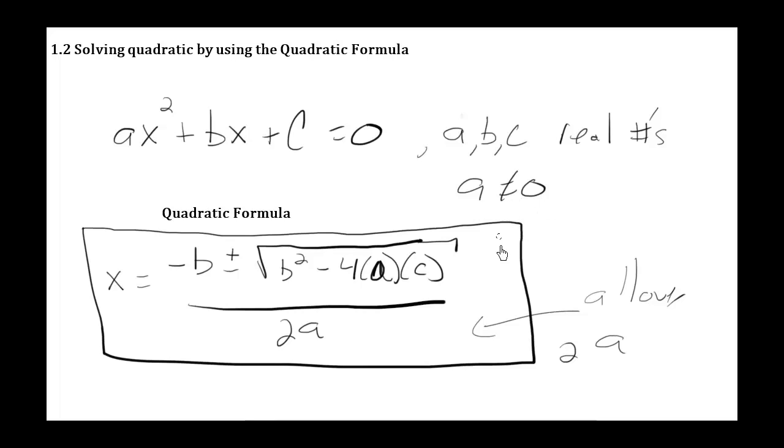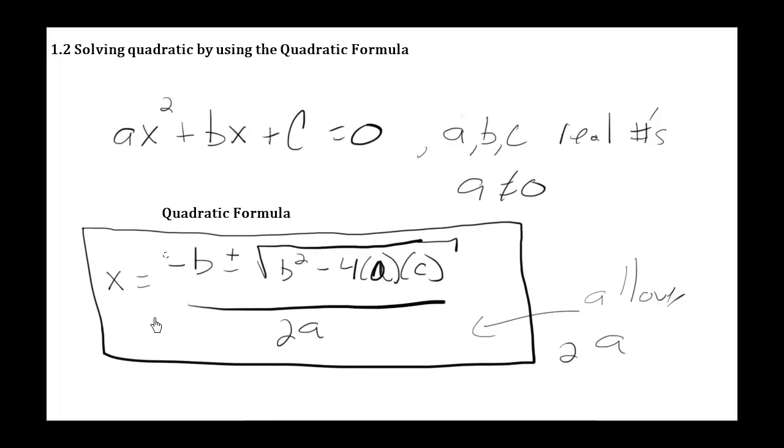It's important for two reasons. One, as you can see in the quadratic formula here, a is in the bottom. So if a was 0, that would cause division by 0, which is undefined. And also, if a was 0, that would wipe out the squared term, which means you'd have a linear. This is definitely a quadratic.